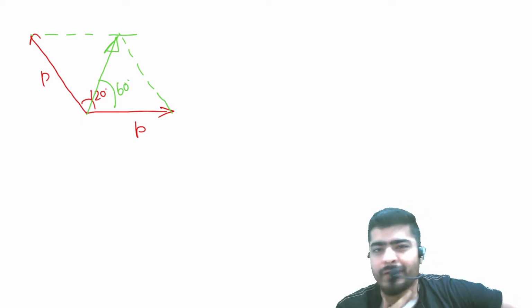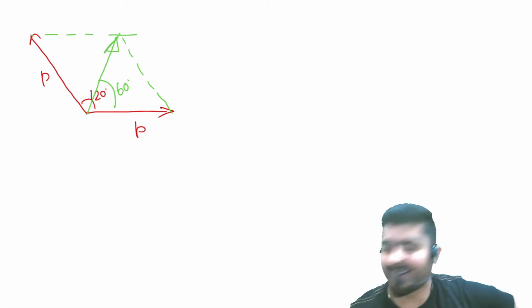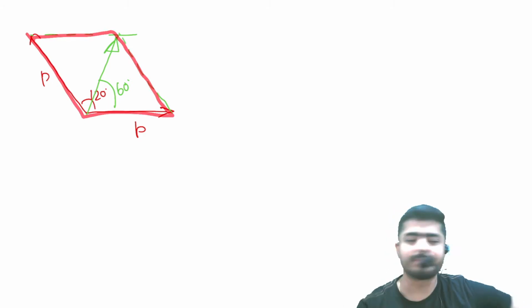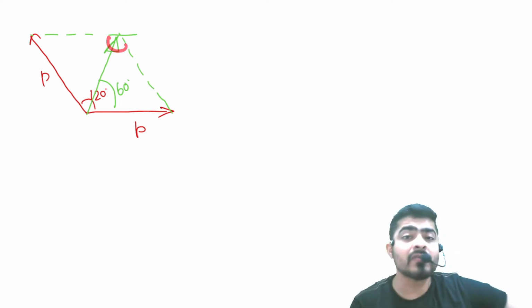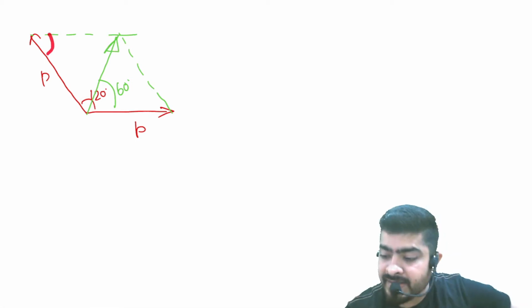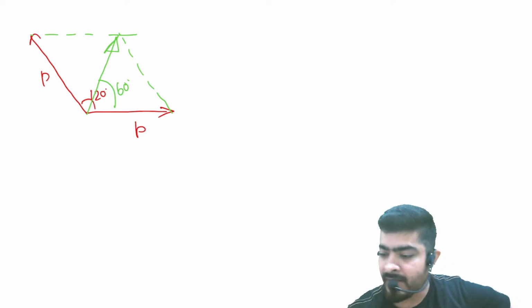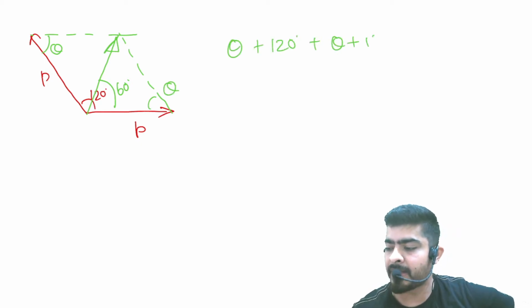Now, you could solve this question using geometry, or you could apply the vector addition formula as well. So let's first try geometry. First of all, look at this parallelogram. This angle is 120. This angle is also 120. The sum of all four angles should be 360 degrees. Let's say this angle is theta, and this angle is theta. So theta plus 120 plus theta plus 120 should be 360 degrees.